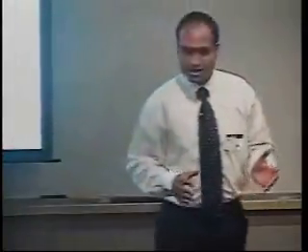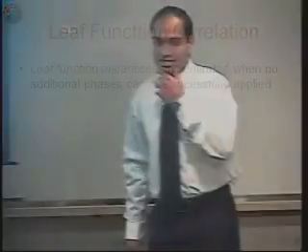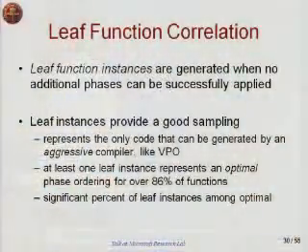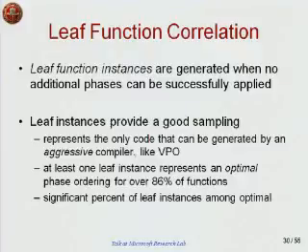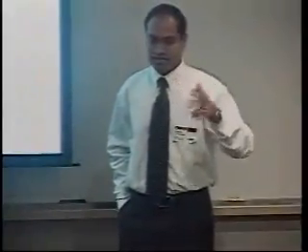We therefore decided to restrict our study to only leaf function instances. As I mentioned earlier, leaf instances are those generated when no additional phases can be successfully applied. So why leaf instances? We selected to do this study over leaf instances because we thought they would provide a good sampling, mainly because our compiler, VPO, can only generate leaf function instances, since it applies optimizations in a loop till there are no further changes.